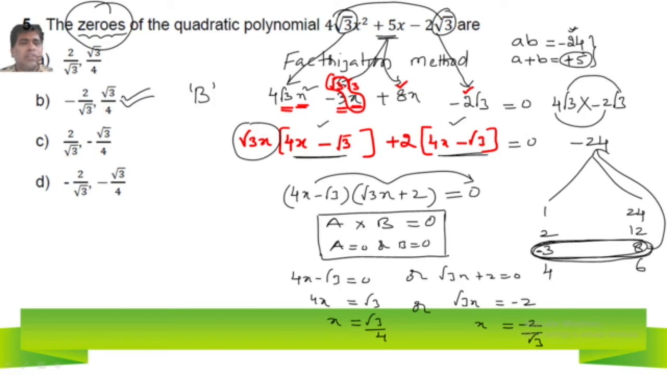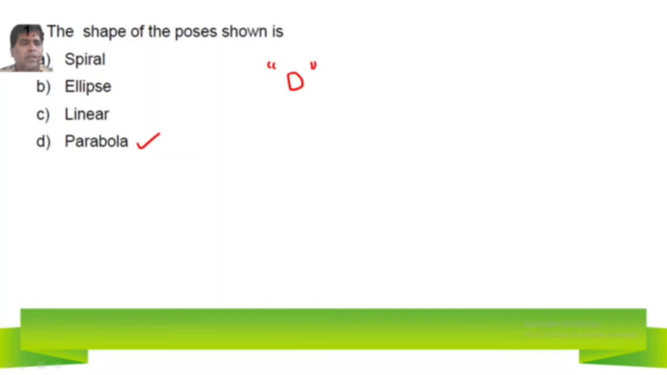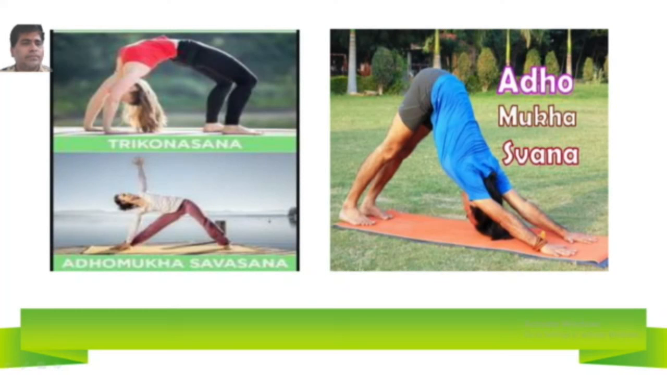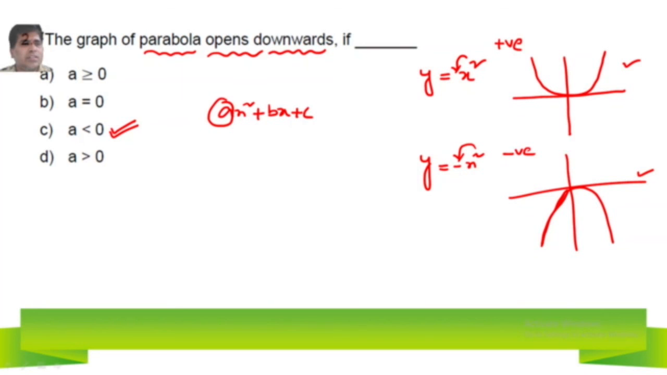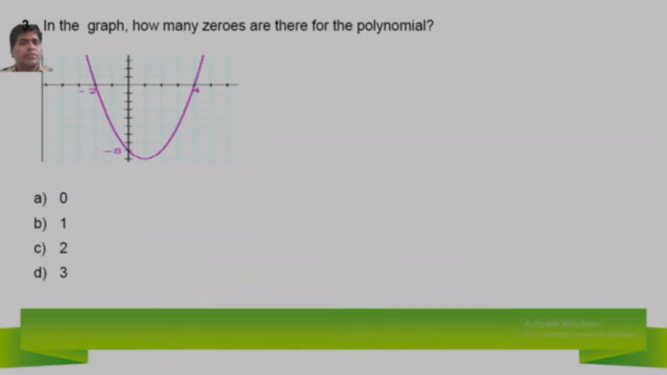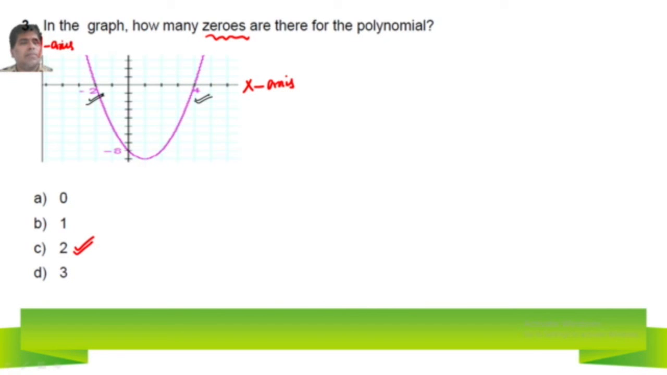Anyhow, in case study questions, we have to attempt only 4. So the first 4 are very easy for us. The first one is, the shape of the graph shown in the figure is a parabola. The second question is, the parabola opens downwards when a is less than 0, the coefficient of x square is less than 0. Next question, very simple: what is the number of zeros in this polynomial? It is intersecting the x-axis how many times, that will give the answer. Here it is intersected 2 times, so 2 is the option.